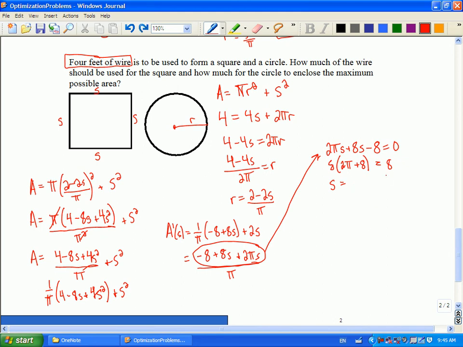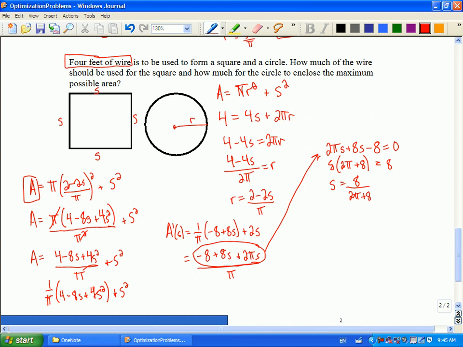And I'll fix that 8. It's not very easy to read. 8 over 2 pi plus 8. So I have one critical number here. I can use that critical number to test out if it's going to give me the maximum area. So the extreme value theorem is what we're doing all the way through this. Where do I have to look other than my critical points? The endpoints. So what would be the endpoints of this situation?